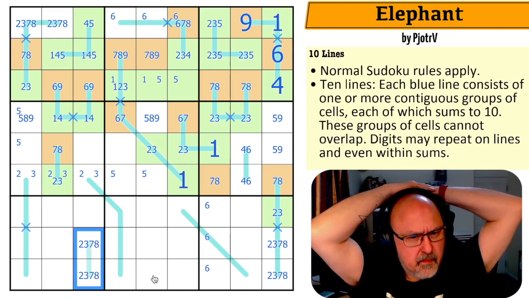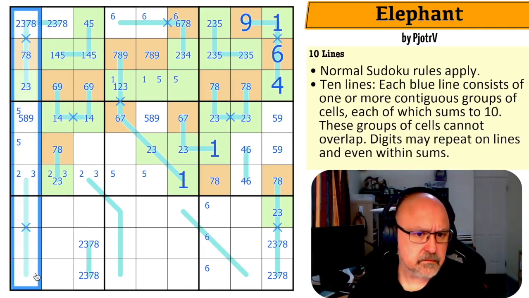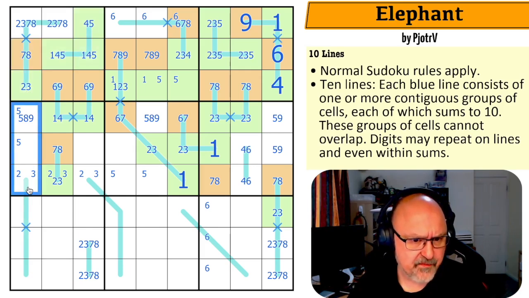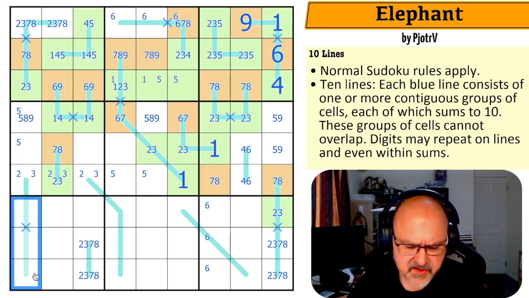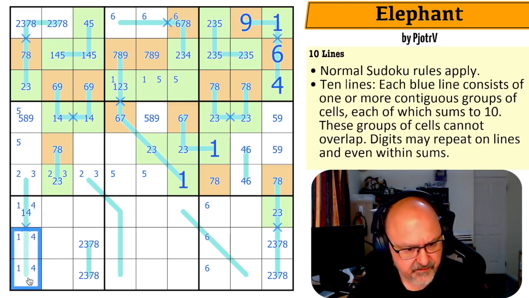1s and 4s in column 1. I can't put 1 and 4 here because of the 1, 4, 5 triple. I can't put 1, 4 here because of the 1, 4 pair. So 1 and 4 are down here, but I can only put a single 1 or 4 here. So this must be, because if this was 1, 4, then that would sum to 5, not 10. So 1 means that this is 9, and 4 means this is 6.